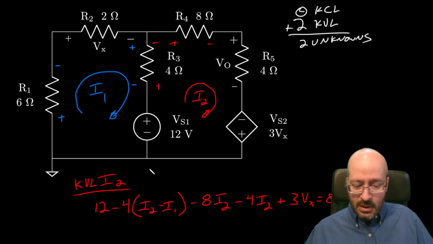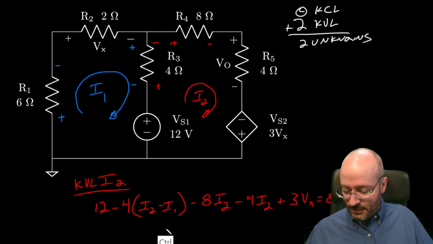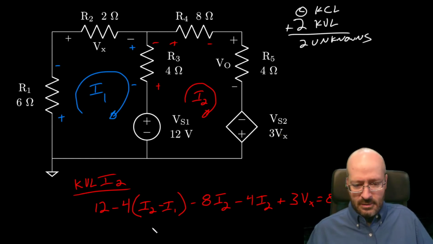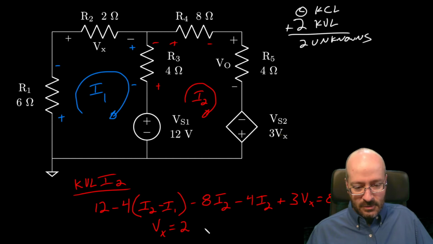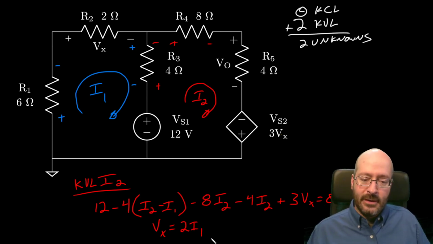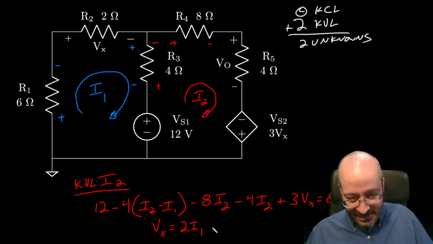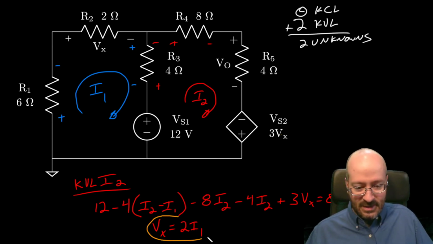Okay, so we come down here and we say Vx. Oops, let's be consistent with our coloring here. Vx is equal to 2 ohms, and I1 goes in the positive direction according to the passive sign convention, and I2 doesn't touch it. So it's going to be 2 times I1, positive I1. Okay, that's nice. Now I can take that, and I can substitute it in there.